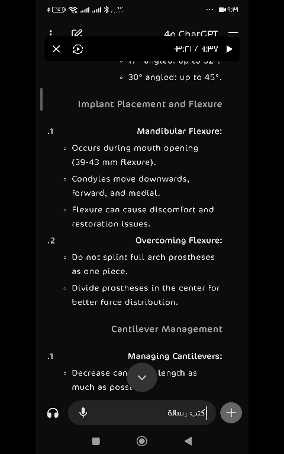9. Mandibular flexure. Occurs during mouth opening, 39 to 43 millimeter flexure. Condyles move downwards, forward, and medial. Flexure can cause discomfort and restoration issues.